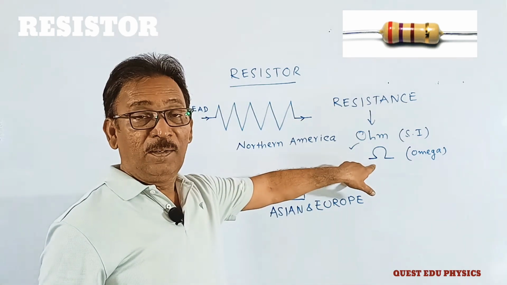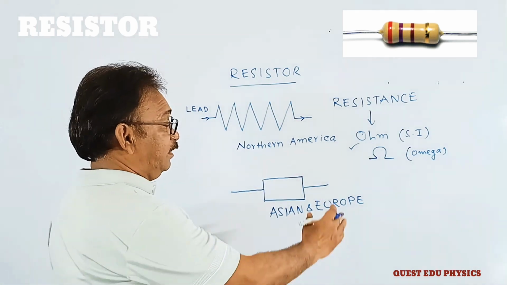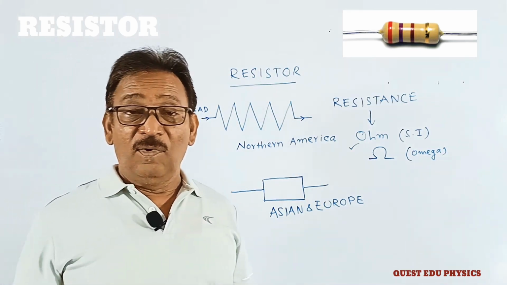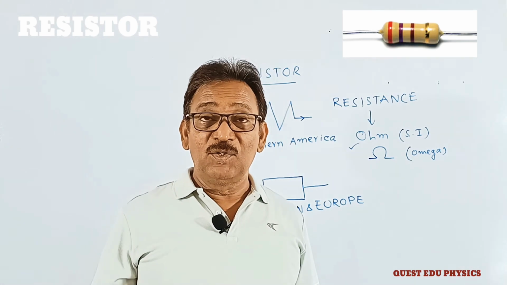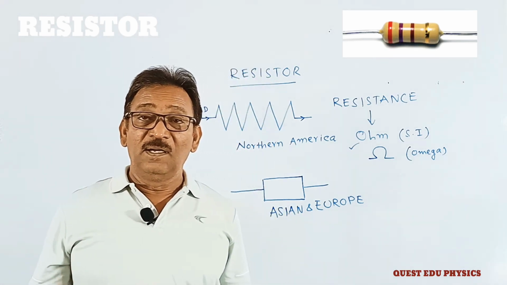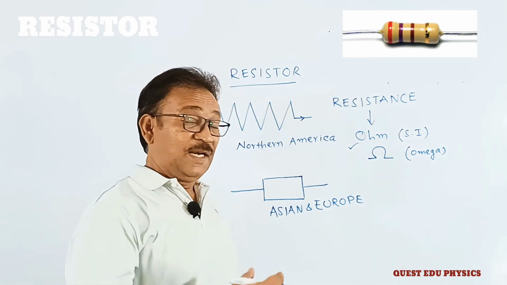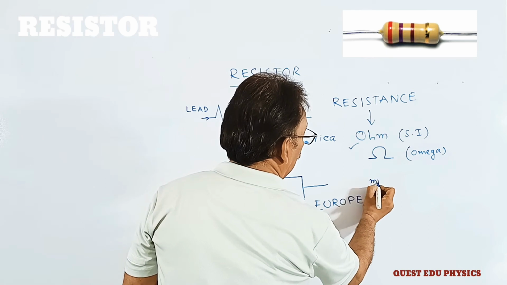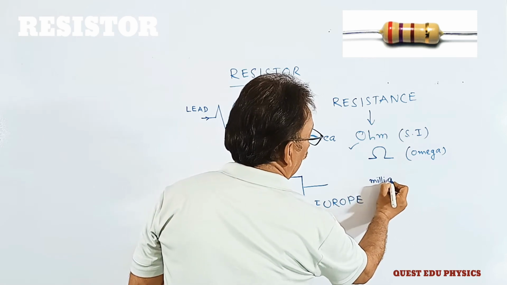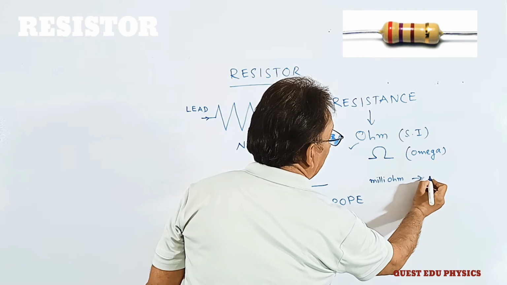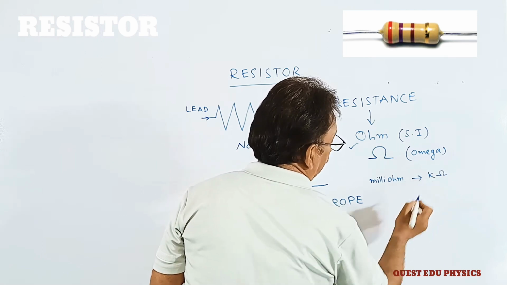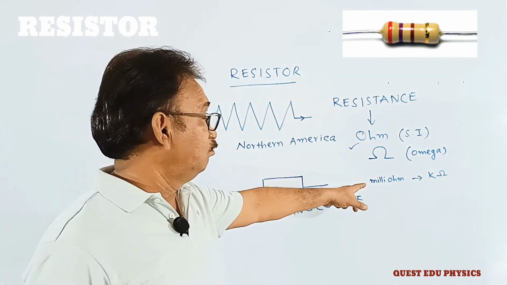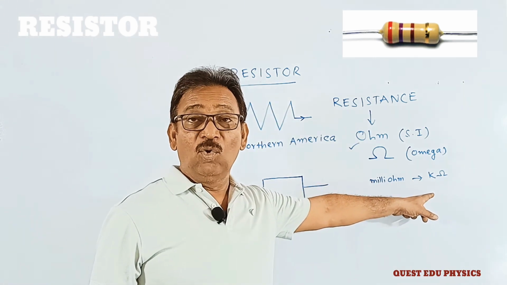Okay, students. You see, here the resistance varies in different values. I mean, the resistance of the resistors ranges with different values from milliohm to kilo ohm, students. It ranges from milliohm to kilo ohm.